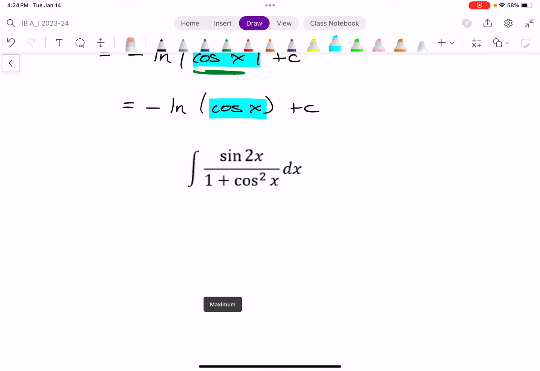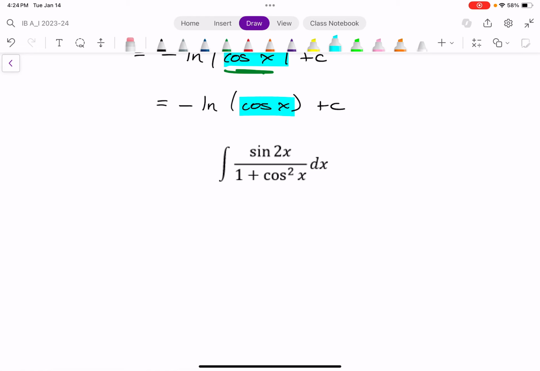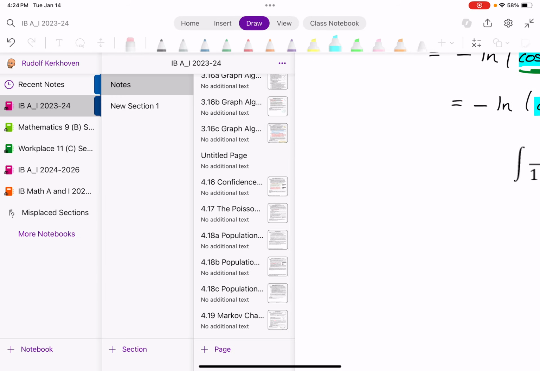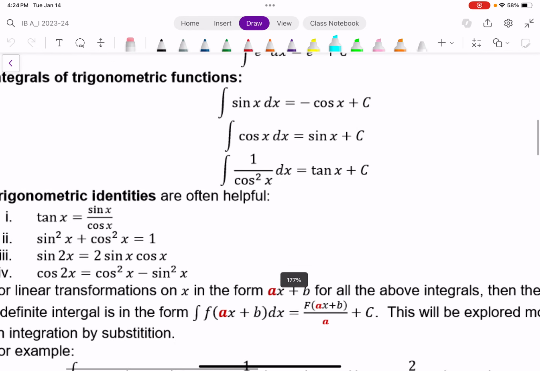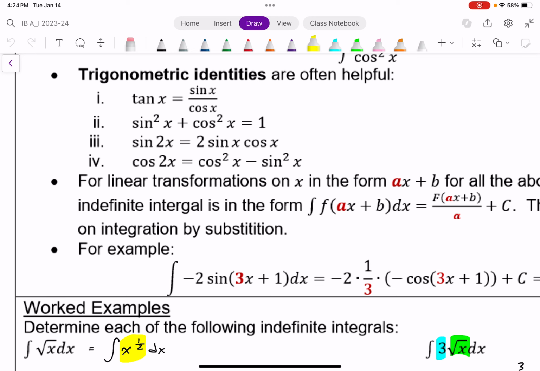All right, last one. This one relies on learning or using an identity that was brought up very briefly in the last notes, but I don't think we actually used it. It's not actually technically part of this course. It really should be. And I'm going to go back a lesson here. And it's right here. It's what we call the double angle identity for sine.